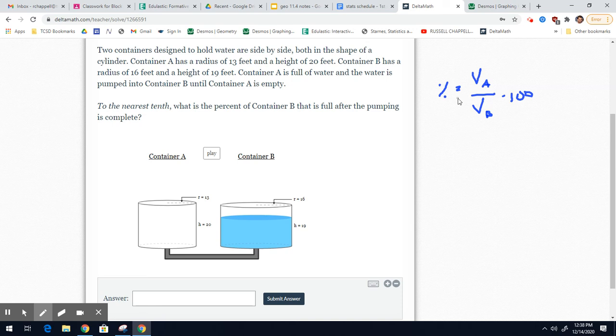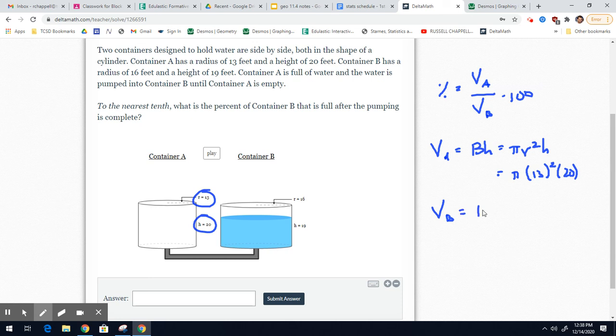Okay? So let's do it now. What's the volume of A? Well, again, it is a cylinder. Area of the base times the height. The base is, of course, a circle. Pi r squared h. So for A, the radius is 13 and the height is 20. Pi times 13 squared times 20. And for B, it is again pi r squared h. Pi times its radius is 16 and height is 19. 16 squared times 19.